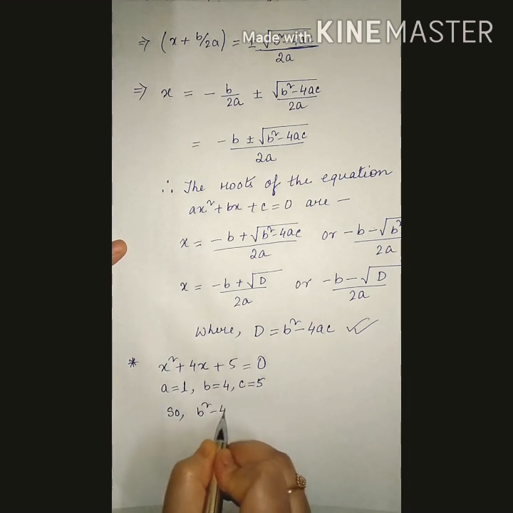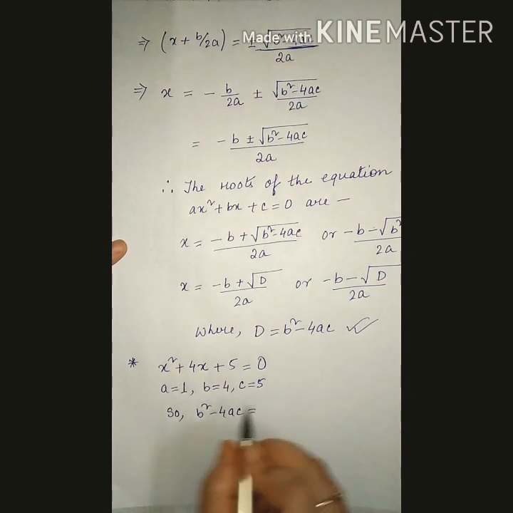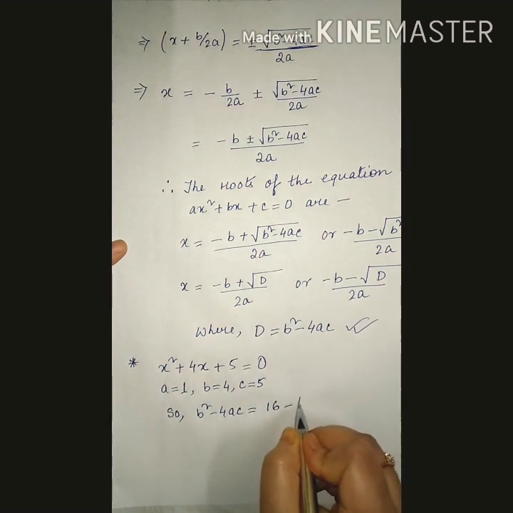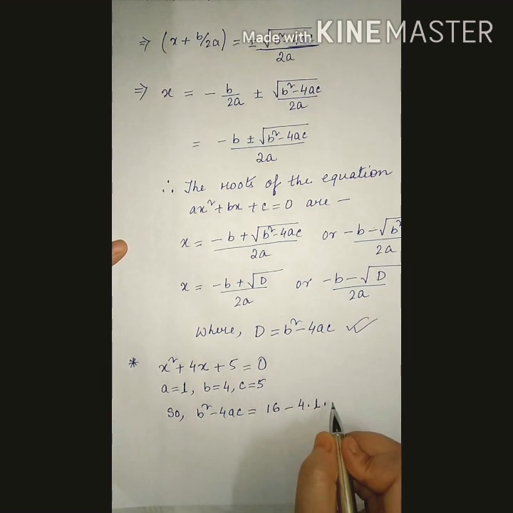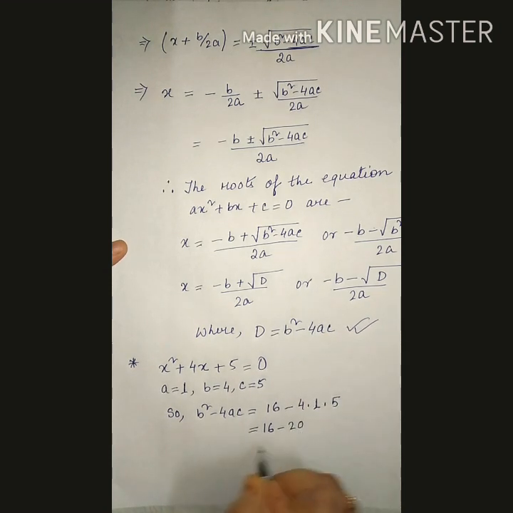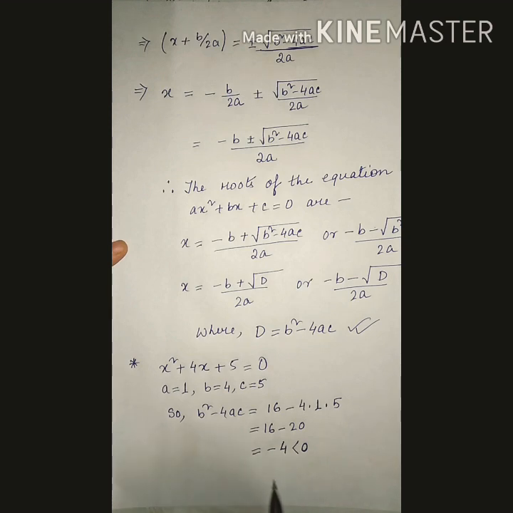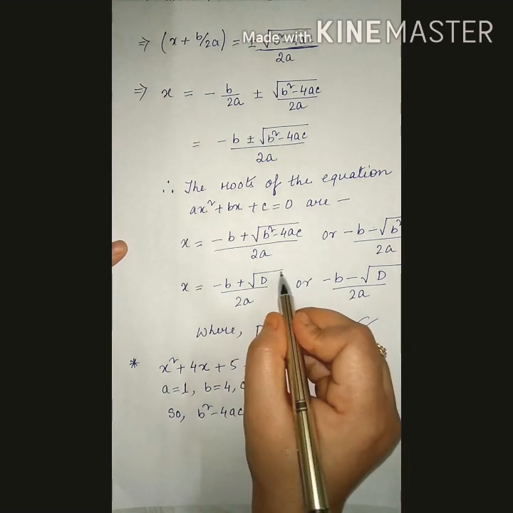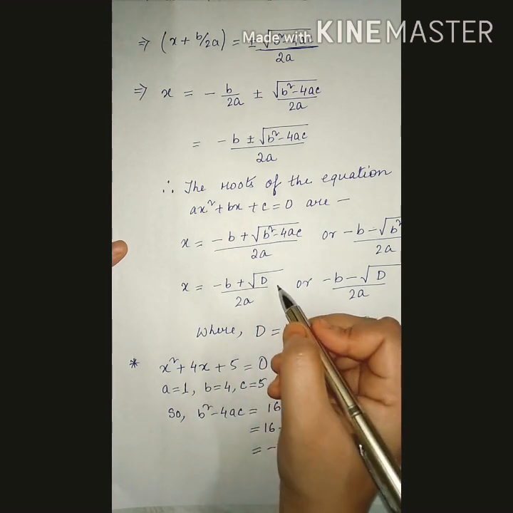Now what we will do, we will check for b square minus 4AC. What we will get? B square means 16 minus 4AC. A means 1 and the value of C is 5. Now you see 16 minus 20, which you will get as minus 4, which is less than 0. That means you will get here root over of minus 4, which is unreal, isn't it?